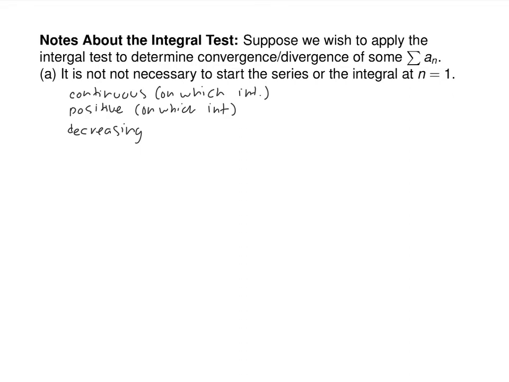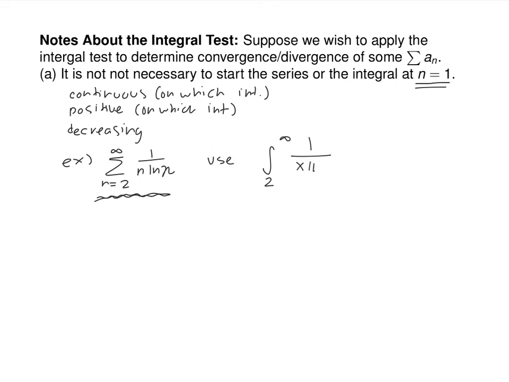So the first thing that's not necessary, your series doesn't necessarily have to start at n equals 1. Some series might start at n equals 2, in which case you'll just take your improper integral from 2 instead of 1. So for example, maybe I gave you the series, the sum from n equals 2 to infinity, 1 over n ln n. Having that series start at 1 will not work because ln of 1 is 0. So if you were given this series, when you're trying to establish convergence or divergence, just use the integral from 2 to infinity of 1 over x ln x dx. So that's the first thing. Don't have to start at 1.